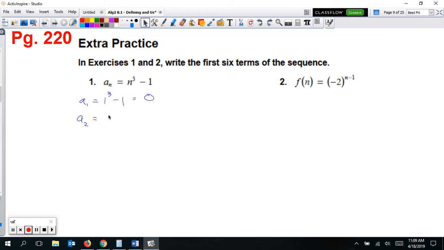And then we plug in 2. So a of 2. And so this is now going to be 2 to the third power minus 1. 2 to the third power is going to be 8, and 8 minus 1 would be 7. And then the third one, a of 3. We're going to see 3 to the third minus 1. And now 3 to the third is 27, and 27 minus 1 will be 26. And then a of 4. It's now our fourth term, 4 to the third power minus 1. 4 to the third power is 64. So 64 minus 1 is going to be 63.